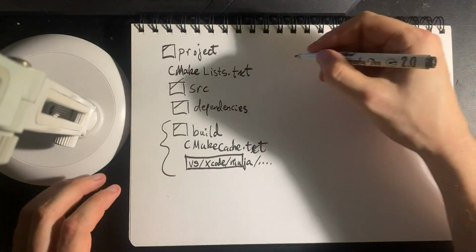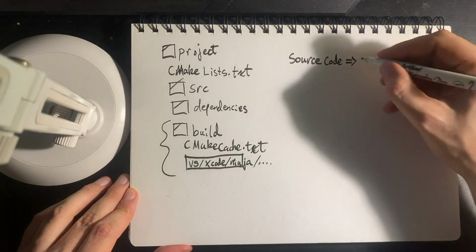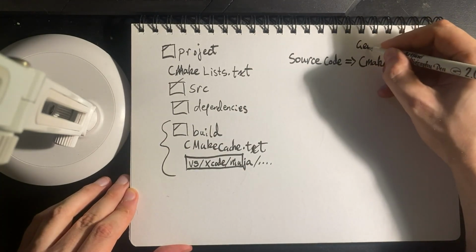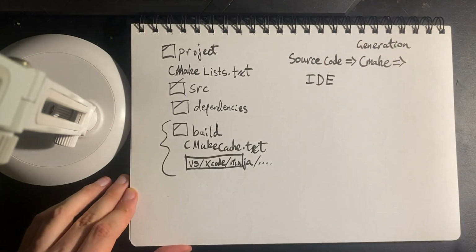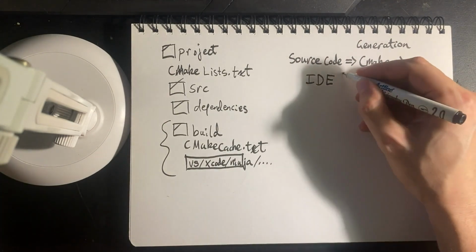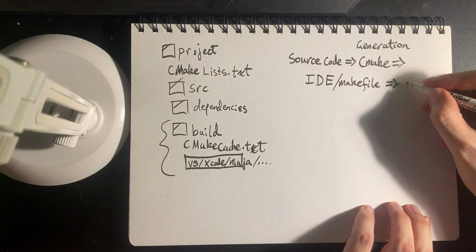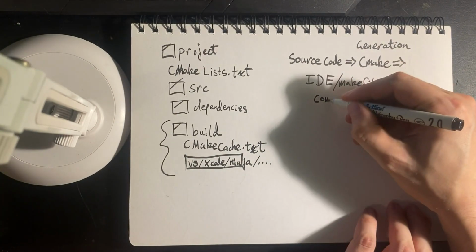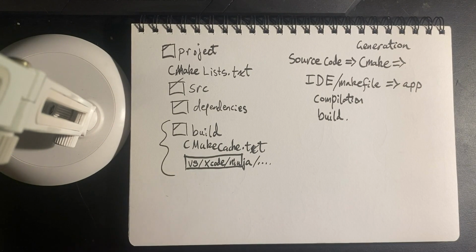So the flow, if you think of it this way, is we start with source code. And then that source code is taken in by CMake. And that is what's called the generation stage. And the purpose of that is to produce something which could be consumed by an IDE, or in this case, a makefile. And then this will come together and produce some sort of executable. And this is the compilation and linking stage. Or I guess you could say it's the build stage.